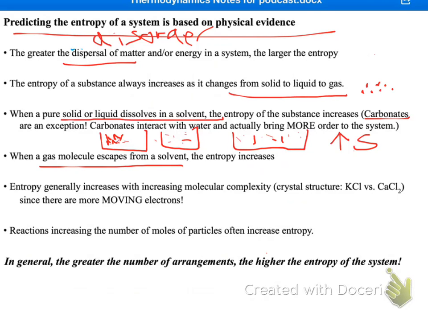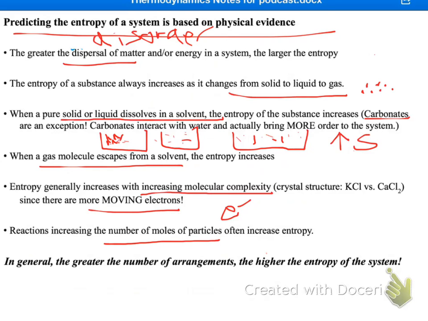Okay, if a gas molecule escapes from a solvent, entropy increases. It flies off into space, right? There's lots of different places that particle can be. Okay, so entropy generally increases with increasing molecular complexity. And this is because there are more moving electrons. So the more atoms I have, the more electrons I have. The larger the atom I have, the more electrons I have. And the more electrons I have, the more disorder I have.